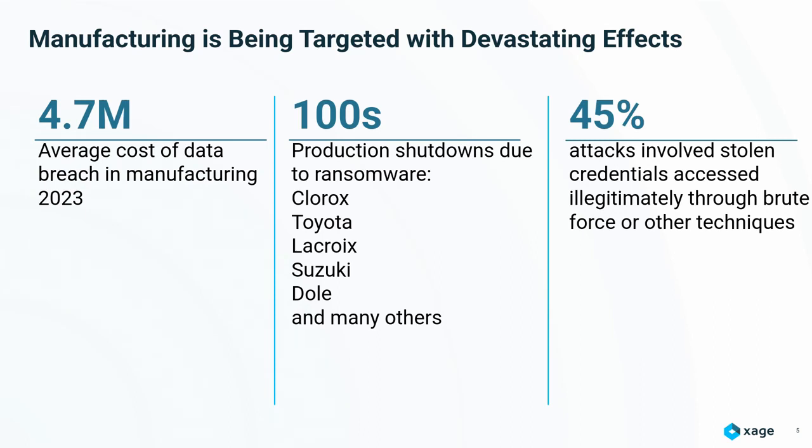So manufacturing is the #1 targeted sector in the industrial world for threat actors. The average cost of a data breach in 2023 was $4.7 million. And you don't have to look very far in the news to see what's going on. Hundreds of productions have been shut down to ransomware in the past year, including Clorox and Johnson Controls, to name just a few. And 45% of these attacks involved stolen credentials. And that's what we do best. Stolen credentials that were accessed illegitimately through brute force or even other techniques.